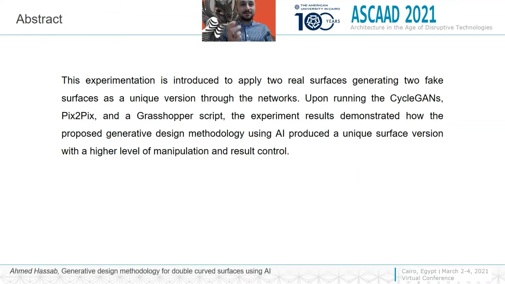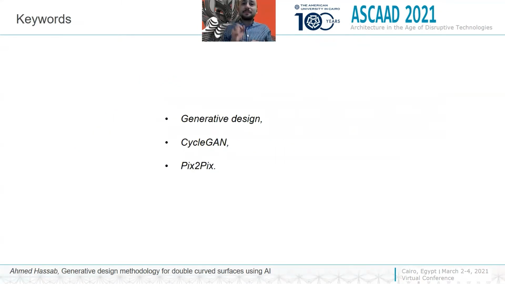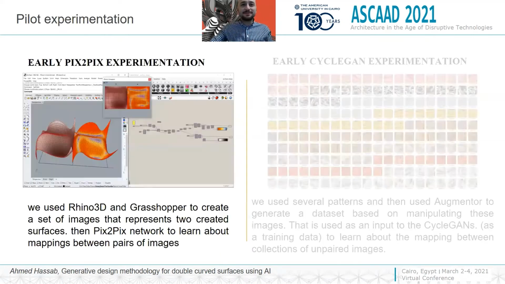Upon running cycle GANs, Pix2Pix and the Grasshopper script, the experiment results demonstrated how the proposed generative design methodology using AI produced a unique surface version with a higher level of manipulation and result control. The keywords are generative design, cycle GANs, and Pix2Pix.